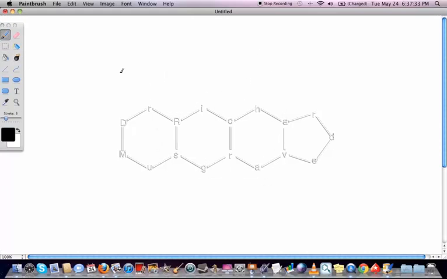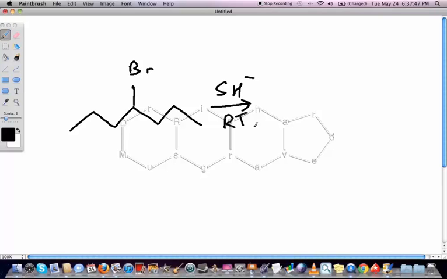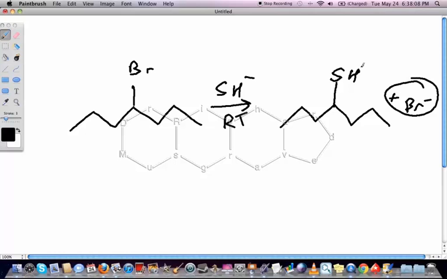Now you need to be a little bit careful with this. Let's say we've got something like this and we're reacting with SH minus and it's room temperature. So what we want to do is replace the Br with the SH. And that would be the substitution product. Understand also that we would get Br negative as a side product, but I'm not really too interested in the side products. I'm only really interested in the product that we're getting from the carbon chain.